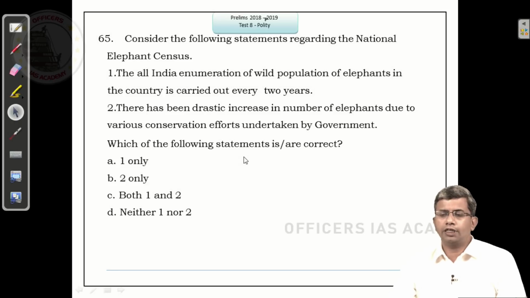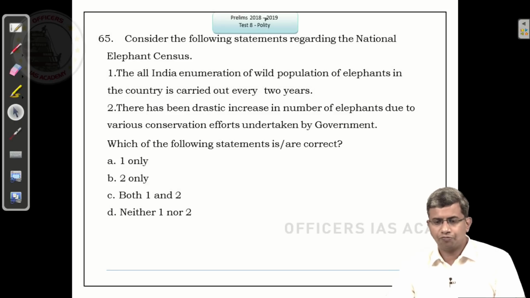Consider the following statements regarding the National Elephant Census. The All India enumeration of wild population of elephants is carried out once every 2 years. It is not. It is done once every 5 years. So the first statement is wrong.